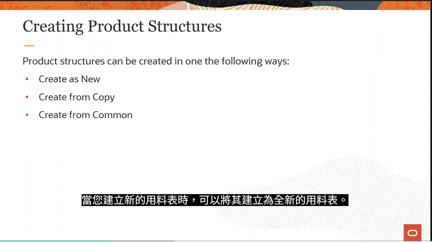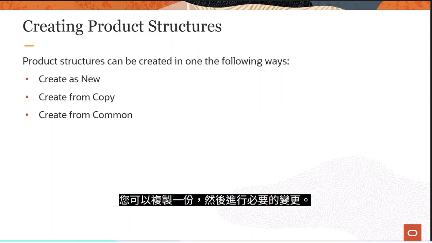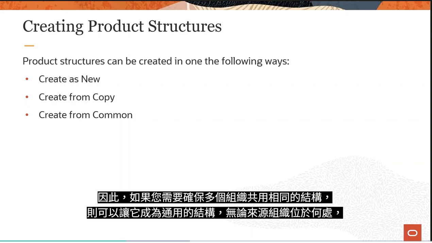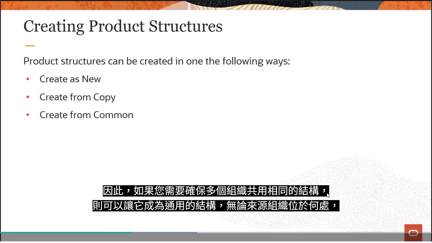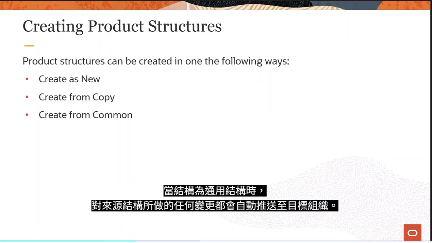When you create new bills of material, you can create them as brand new, so start from scratch. You can copy one over and then make the changes that are necessary. And as I mentioned, you can create from a common bill. So if you need to ensure that multiple orgs share the same structure, then you can make it a common structure from wherever that source org is, that single source of truth. And when the structures are common, any changes made to the structure in the source automatically get pushed to the target organizations.